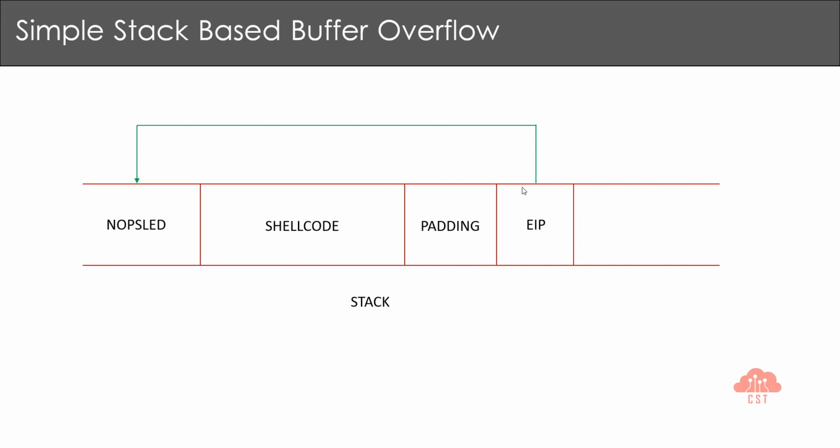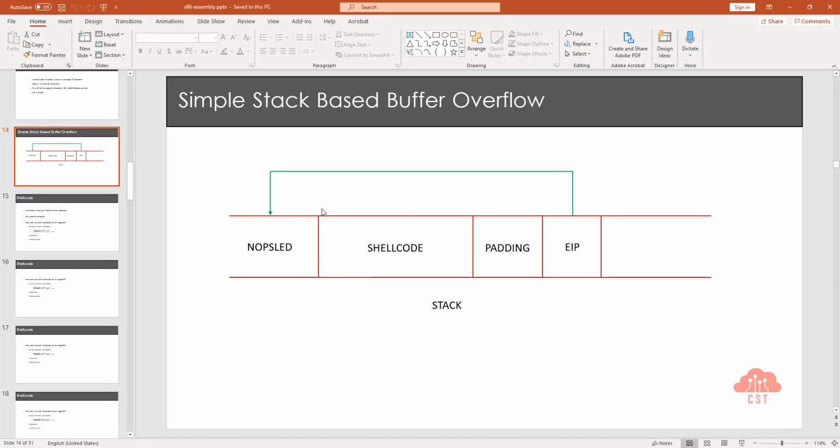After that, we will deal with this EIP. So for now, let's fix this part. We will place the NOP sled, we will place the shellcode, and we will fill in the remaining with some padding. Let's switch back to our virtual machine.